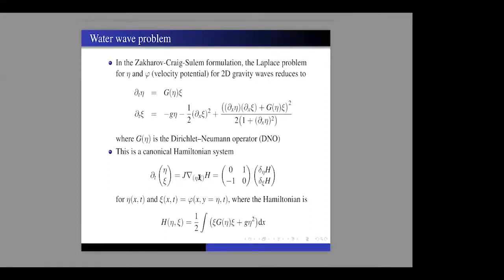The symplectic structure is represented by this 2x2 coefficient matrix J, and it has the form 0, 1, negative 1, 0, indeed a canonical system. And down here, you have the corresponding Hamiltonian in terms of eta, xi and the Dirichlet-Neumann operator. So I'm going to play with this quantity.